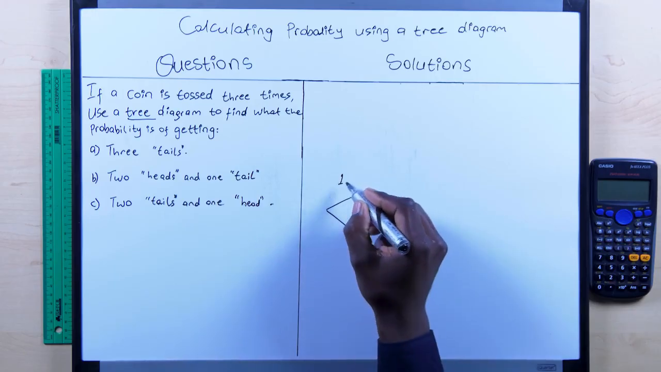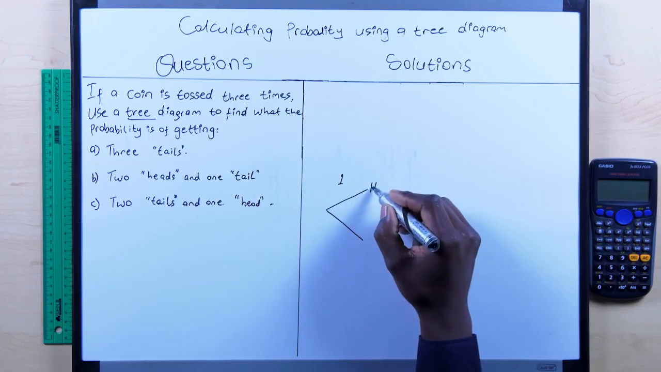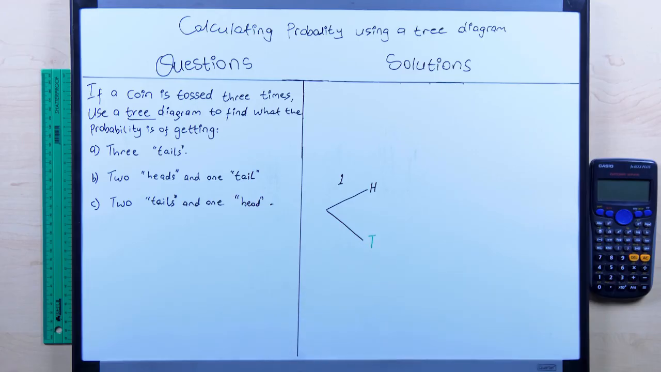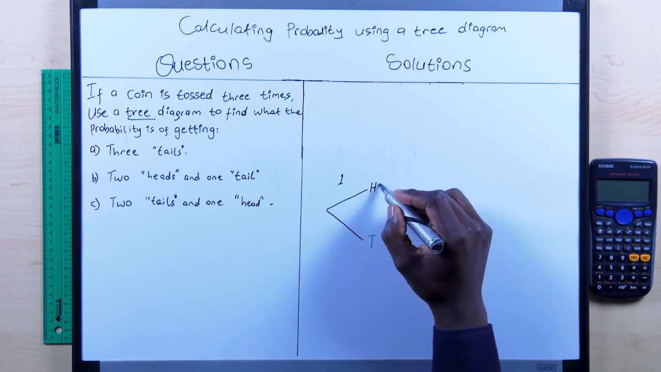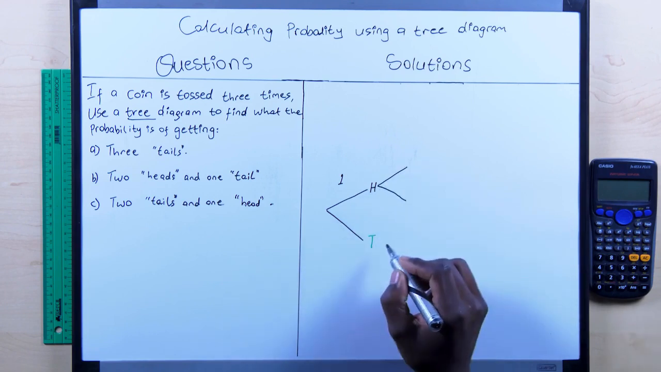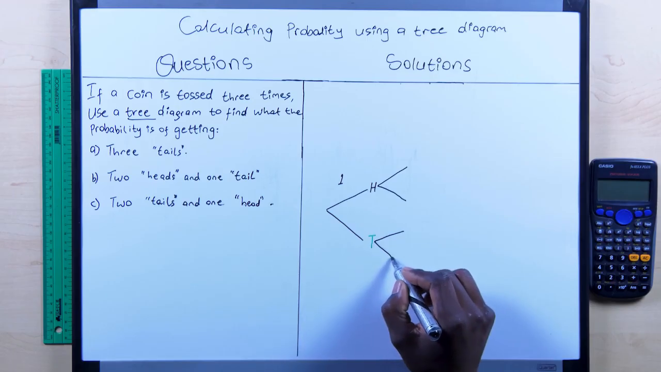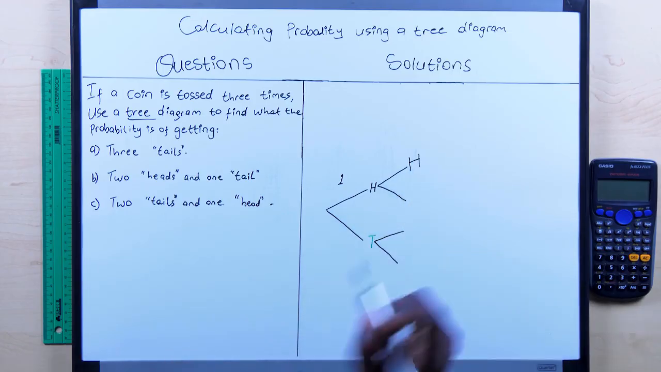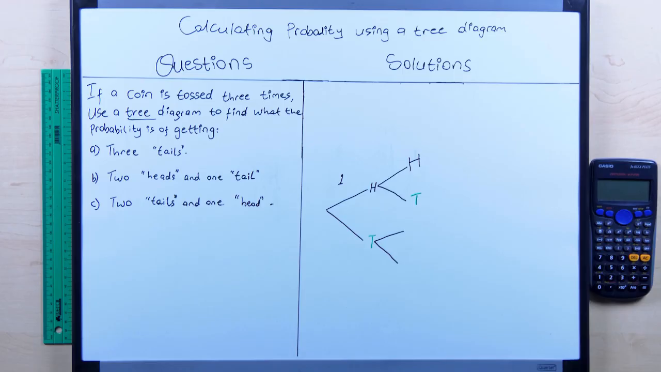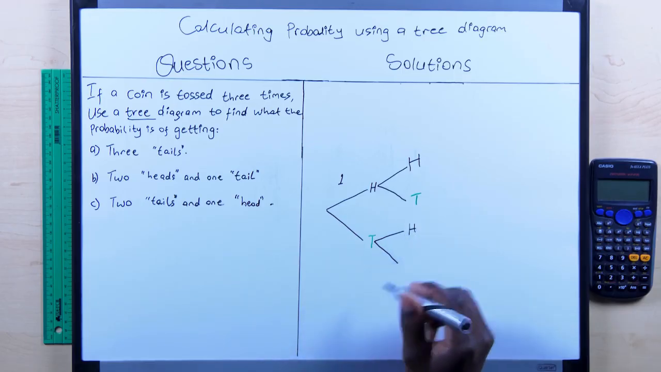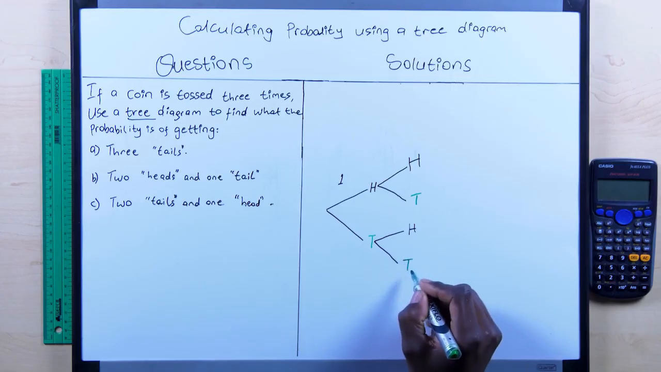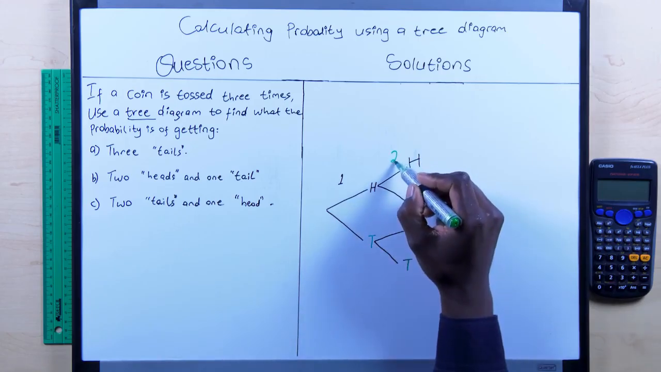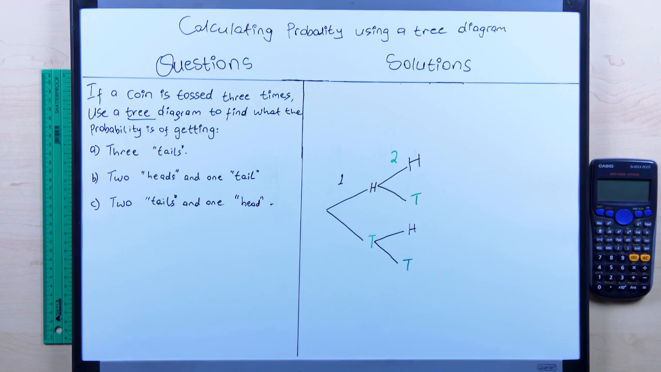So this is toss number 1. For toss number 1, you get a head as well as you get the tail. Once you've done the first toss, you do the second toss. Which gives you again a head, a tail, as well as a head and a tail. Now what is this? This is toss number 2. So this is the second toss. You flip your coin again for the third time.